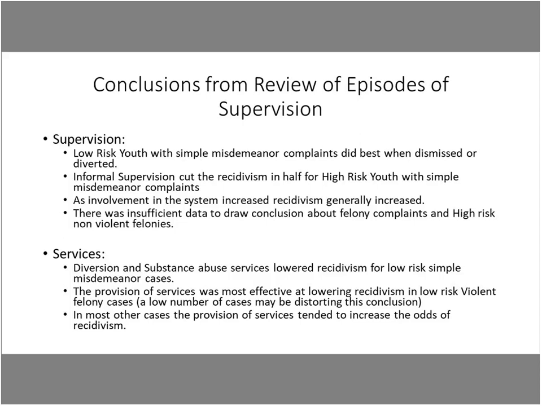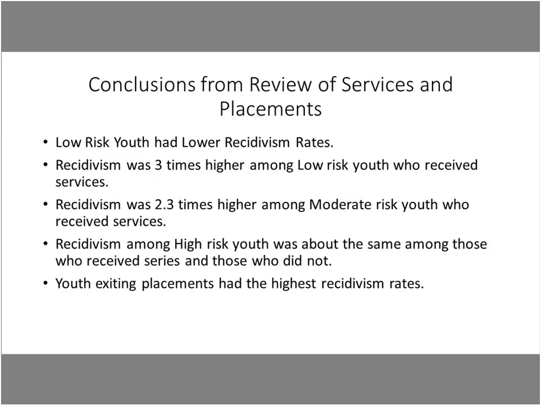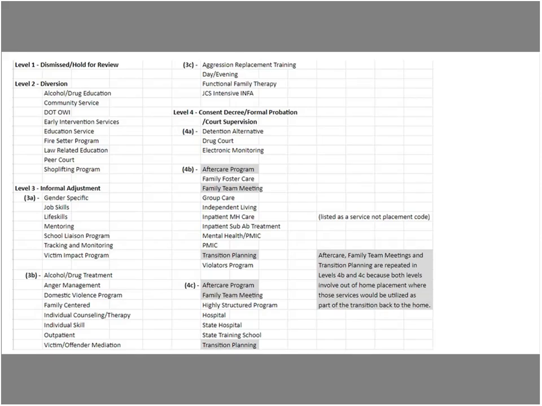Then when we thought about services, the diversion and substance abuse services were lowering the risk of recidivism, and the provision of services is most effective at lowering recidivism in the low-risk violent felony cases, although that may be distorted by the lower number of cases that we had in that group. In most of the other cases, the provision of services tends to increase the odds of recidivism. So that summarized some of the history that guided the analysis.